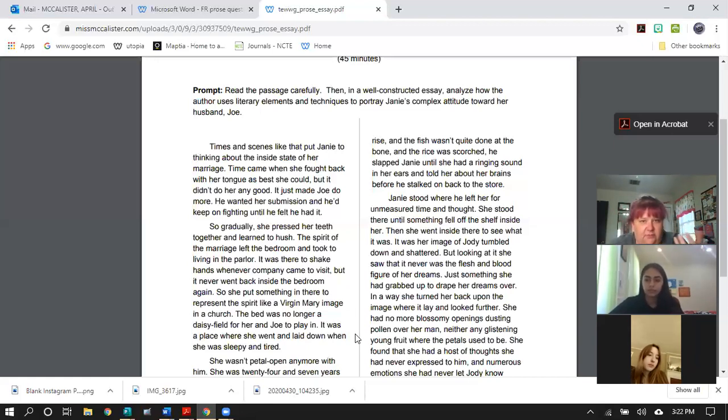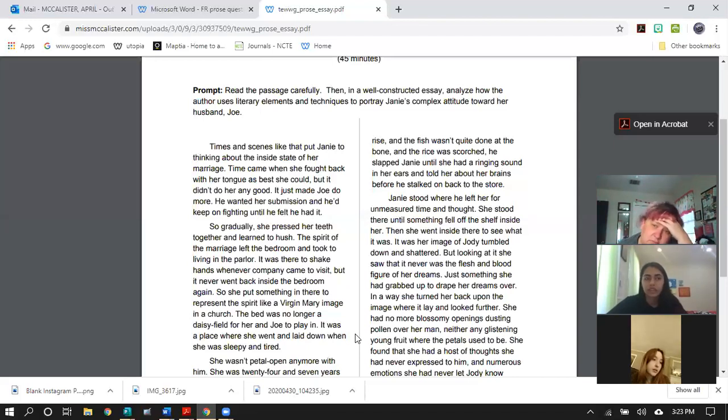I think that's perfectly reasonable. What about if we go to the very beginning and look at the second paragraph. So gradually she pressed her teeth together and learned to hush. That's what you picked out, and that was a good one. What about the spirit of their marriage left the bedroom and took to living in the parlor? What do you think about that? Is that personification? It is. And how does it tell us about their relationship? Why would the author have chosen those words?